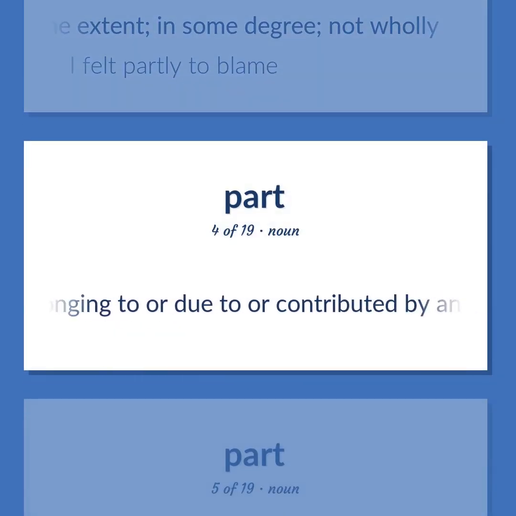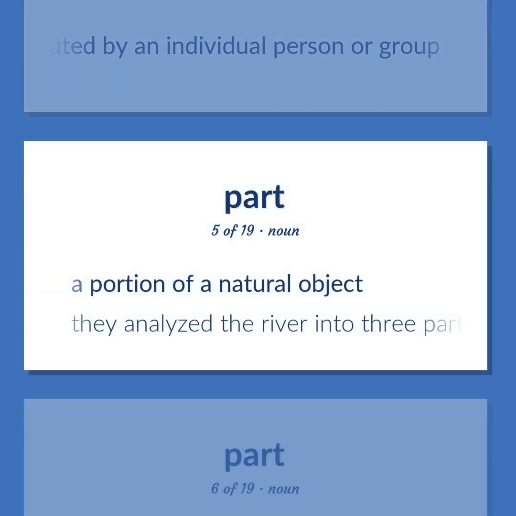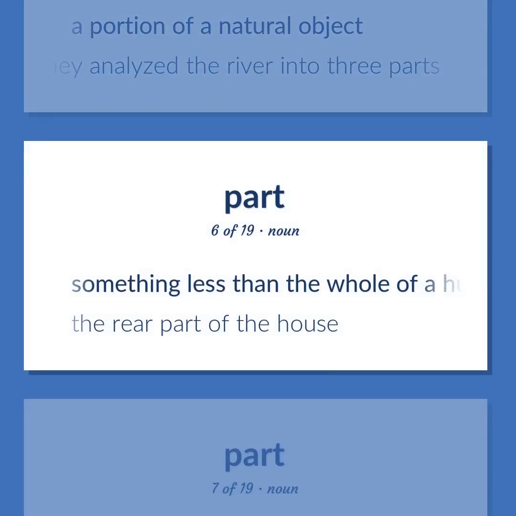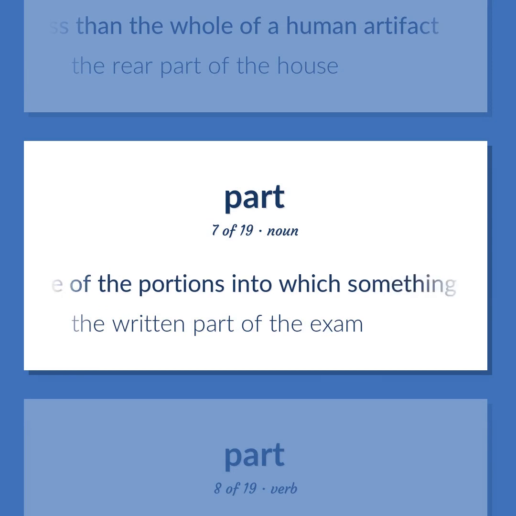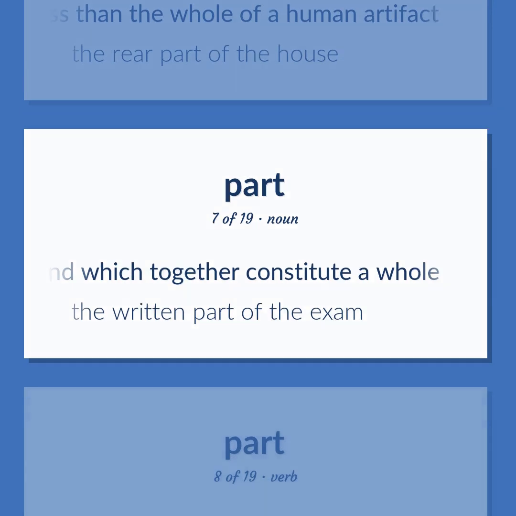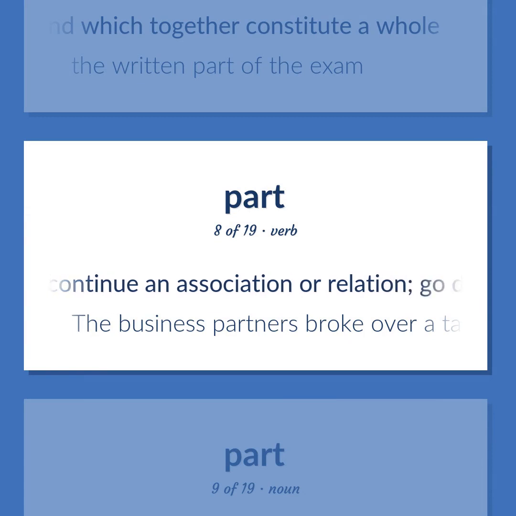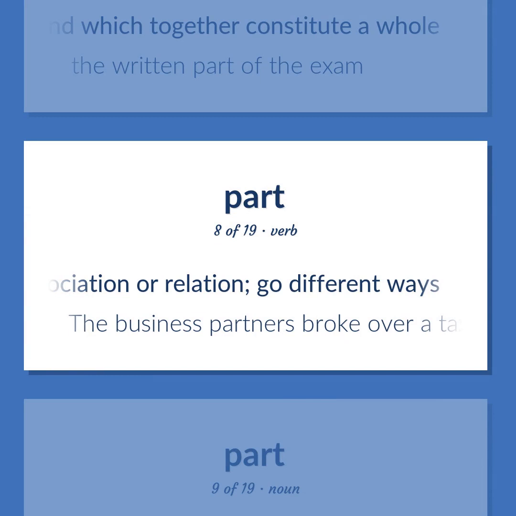Assets belonging to or due to or contributed by an individual person or group. A portion of a natural object. They analyzed the river into 3 parts. Something less than the whole of a human artifact. The rear part of the house. One of the portions into which something is regarded as divided and which together constitute a whole. The written part of the exam. Discontinue an association or relation. Go different ways. The business partners broke over a tax question.